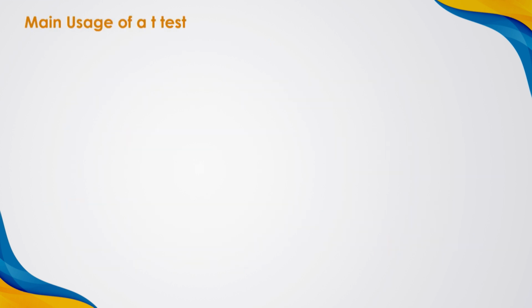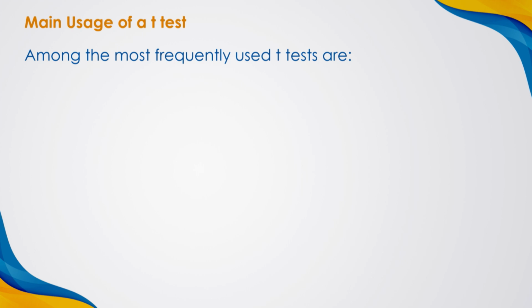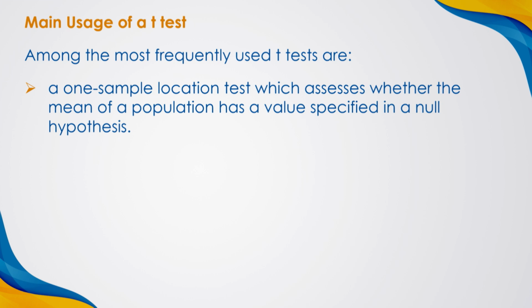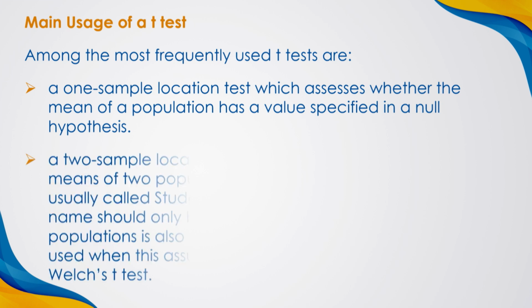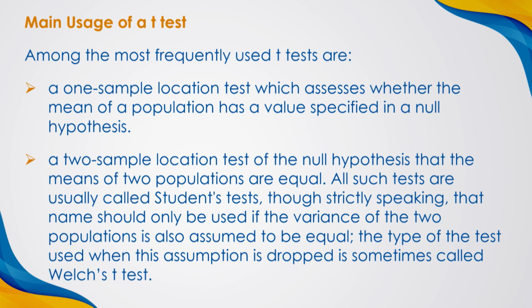Main usage of t test. Among the most frequently used t tests are listed below. A one sample location test which assesses whether the mean of a population has a value specified in a null hypothesis. A two sample location test of the null hypothesis that the means of two populations are equal. All such tests are usually called student's t test, though strictly speaking that name should only be used if the variance of the two populations is also assumed to be equal.